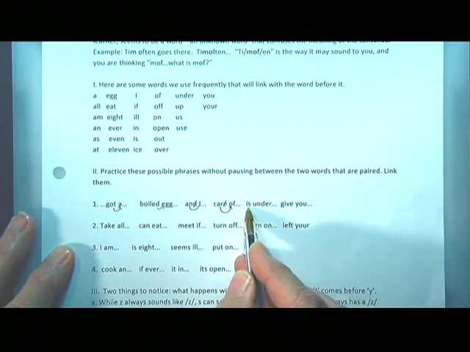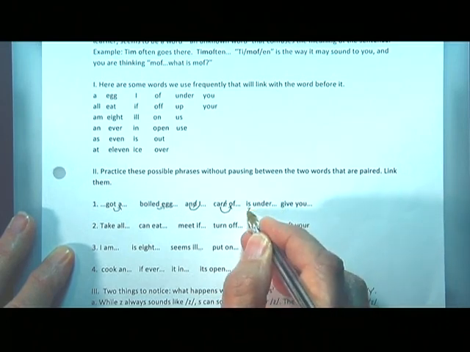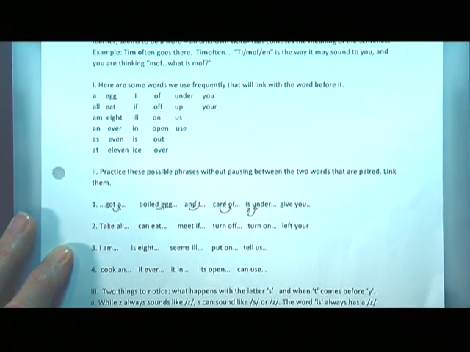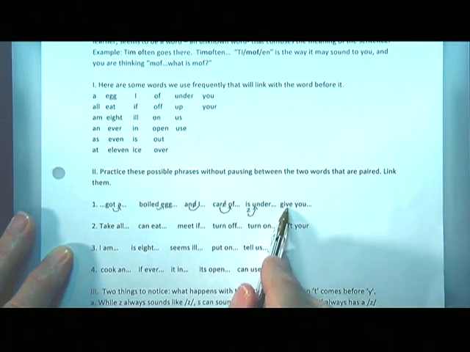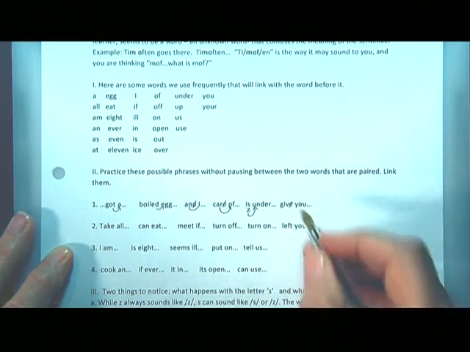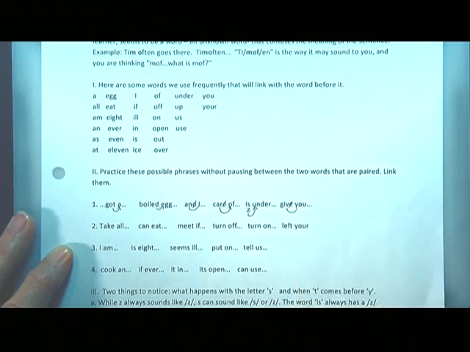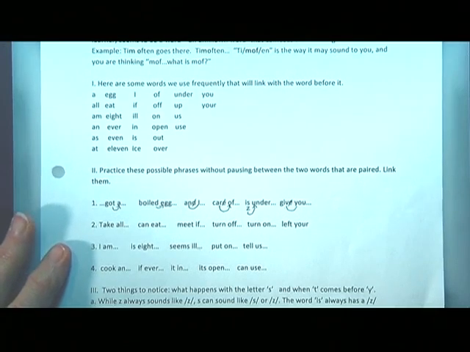This, the S, is going to be a Z, and it always is. And it will slide over on the U and sound like is under, zunder. Here's another silent E, so we ignore it. And the V slides over on the U. Give you, view.